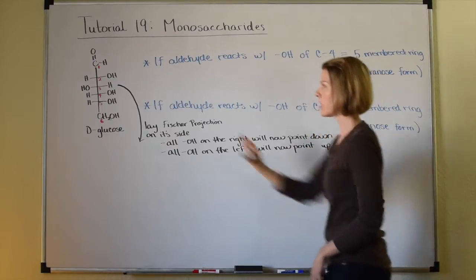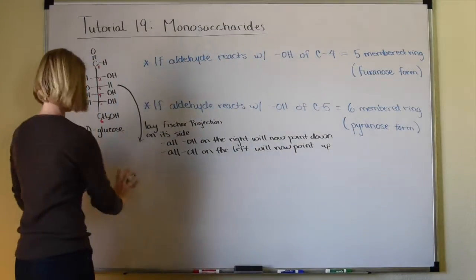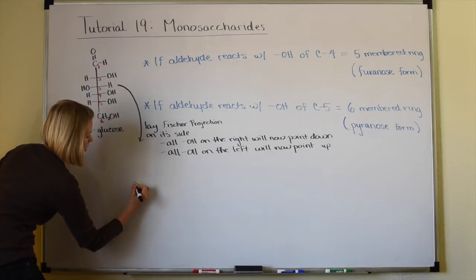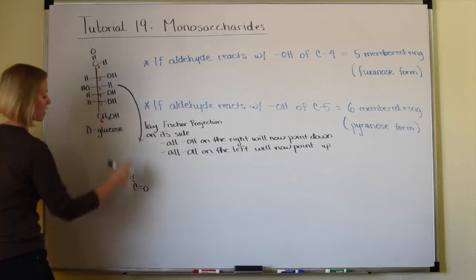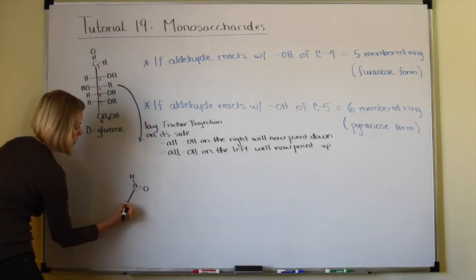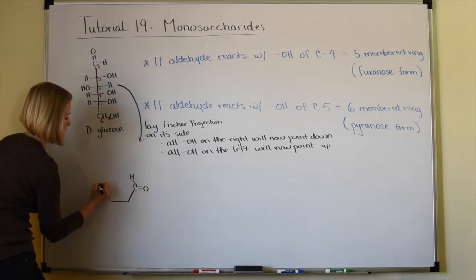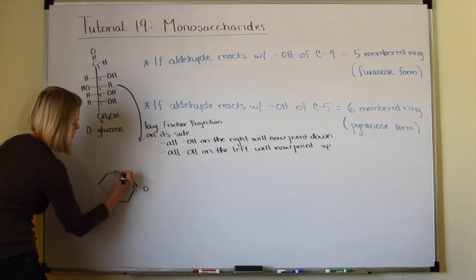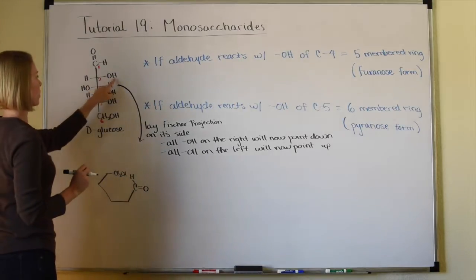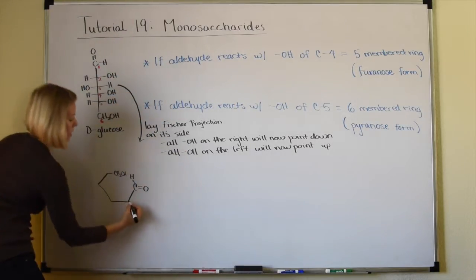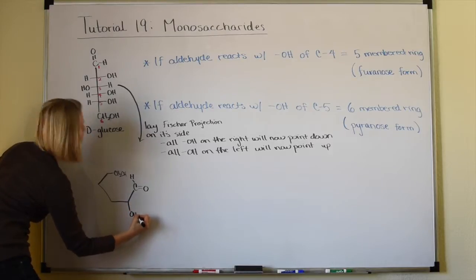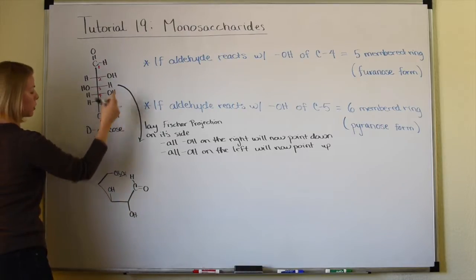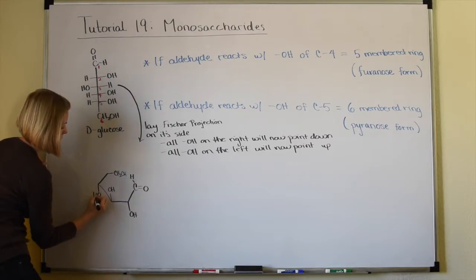Okay, so I'm going to redraw this on its side right down here. So we've got our aldehyde functional group, carbon 1, and then I've got carbon 2, carbon 3, carbon 4, carbon 5, and carbon 6 is my CH2OH. Okay, so this one, because I laid it on its side, it's pointing down. The next one is pointing up, and the next two are pointing down.